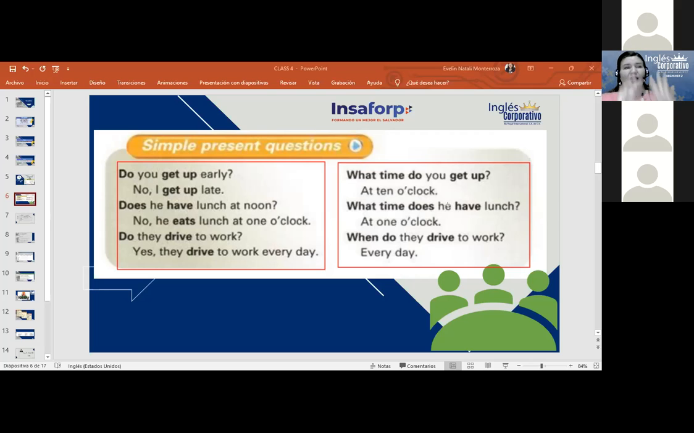Now, tell me, students, in general, do you get up early? ¿Se levantan temprano? Yes. Early. What is early for you? I get up early, early at 10 a.m. No, for me, early is from 5 to 7. That's early.